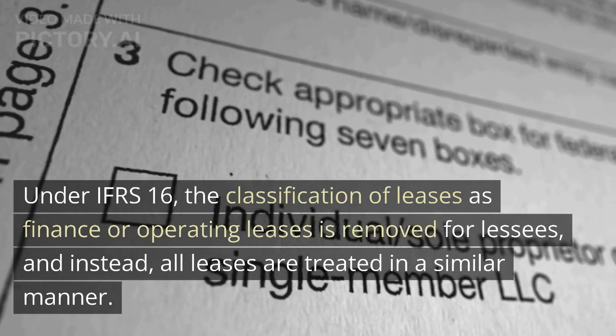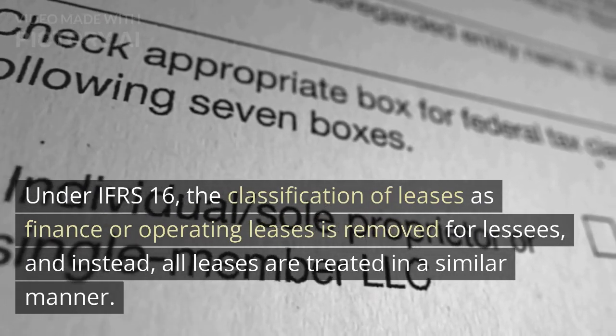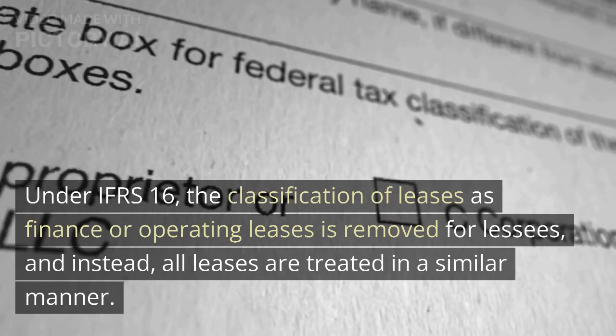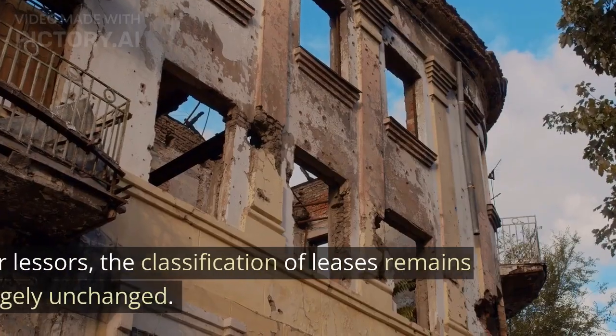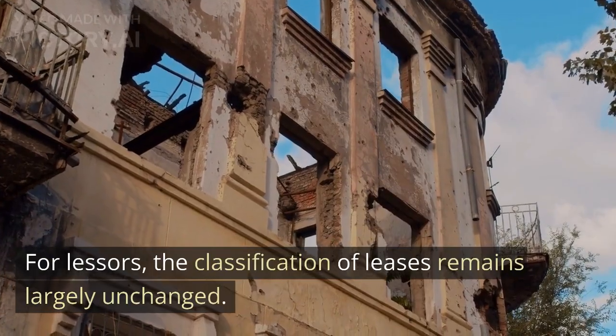Under IFRS 16, the classification of leases as finance or operating leases is removed for lessees, and instead, all leases are treated in a similar manner. For lessors, the classification of leases remains largely unchanged.